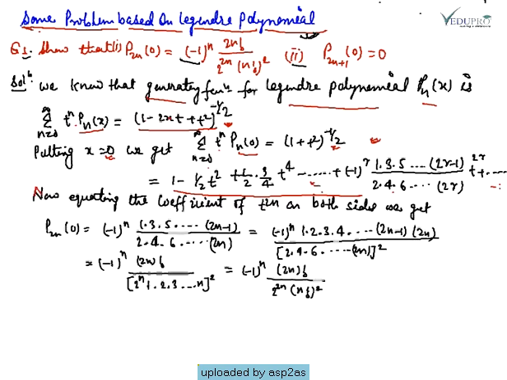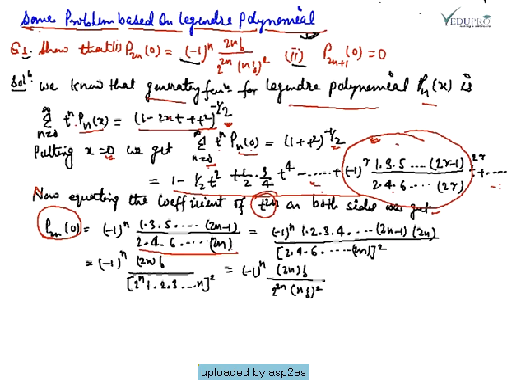Now equating the coefficient of t^(2n) on both sides, we get, here if we put n equal to 2n, we will get t^(2n) into Pn(0). So the coefficient of t^(2n) on the left side is P2n(0), which is equal to (-1)^n. Now the coefficient of t^(2n) on the right side is this one. So that is (-1)^n (1·3·5···(2n-1))/(2·4·6···2n).